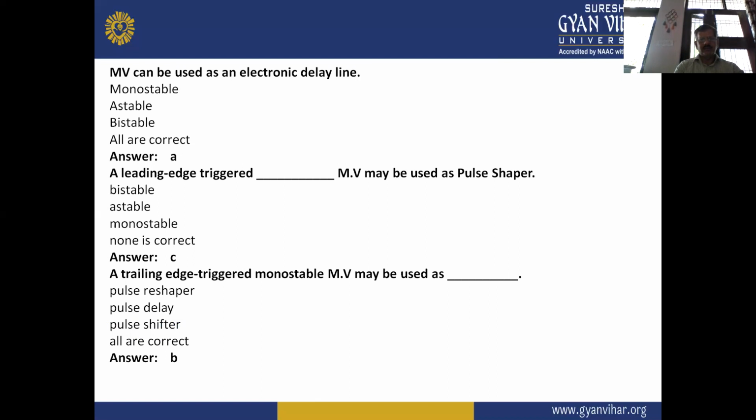In the next question, a trailing edge trigger monostable multivibrator is used as: option A, pulse reshaper; option B, pulse delay; option C, pulse shifter; option D, all are correct. So here the correct answer is option B, pulse delay. So a trailing edge trigger monostable multivibrator may be used as a pulse delay.